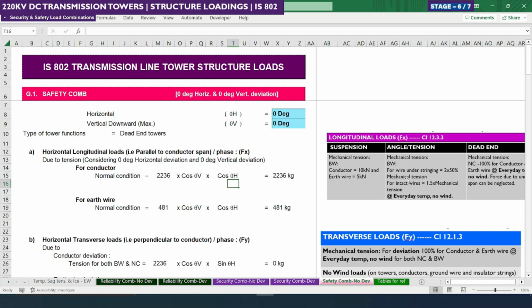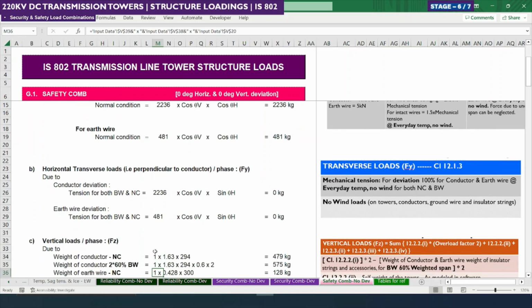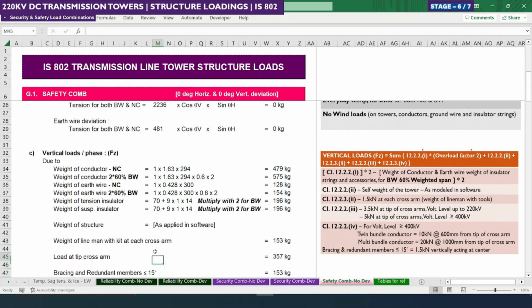So the only difference between the tension tower and the dead-end tower is that here we are not going to consider any broken wire condition, only the normal condition, and that too with 100% of tension value. Instead of the 1.5 mechanical tension we had considered there, for a dead-end case it is only 100% normal tension we need to consider. So again the transverse and vertical loads remain the same.